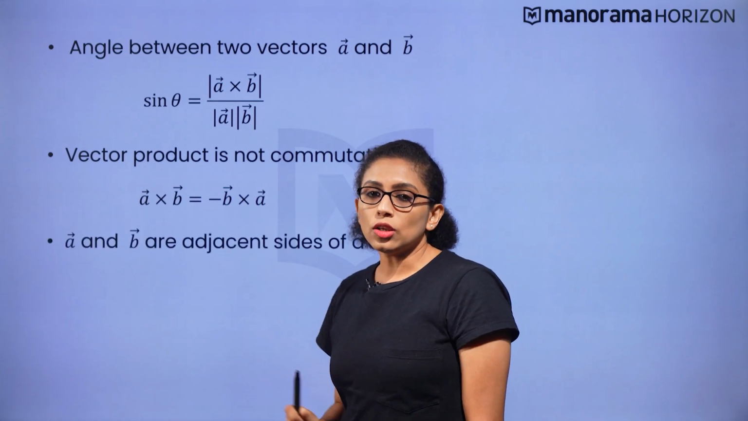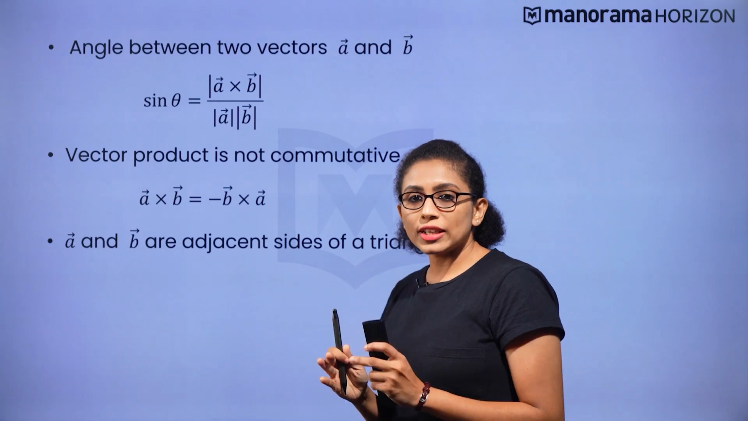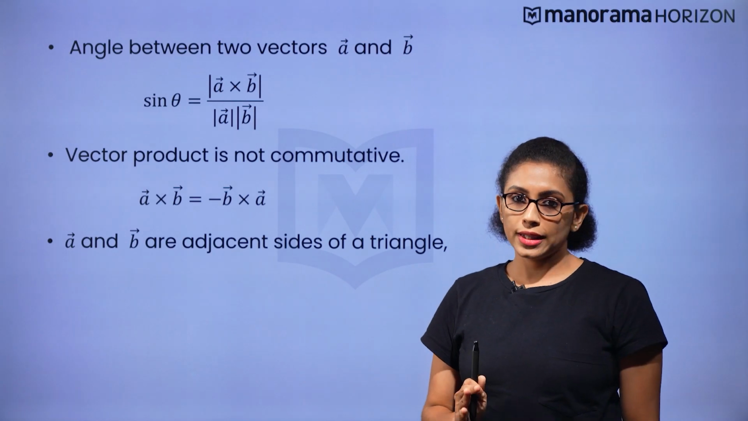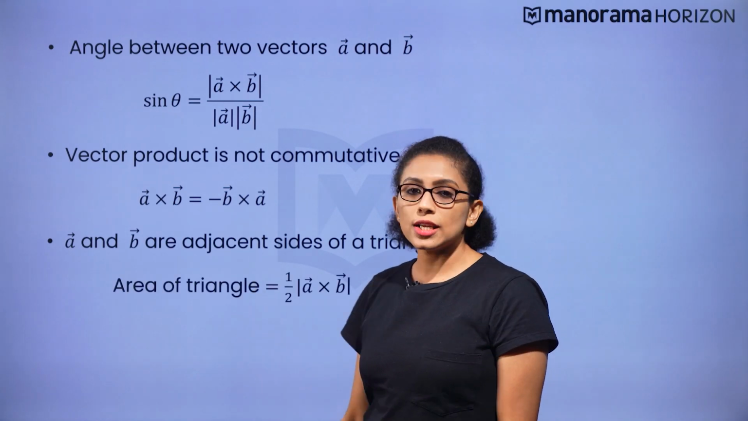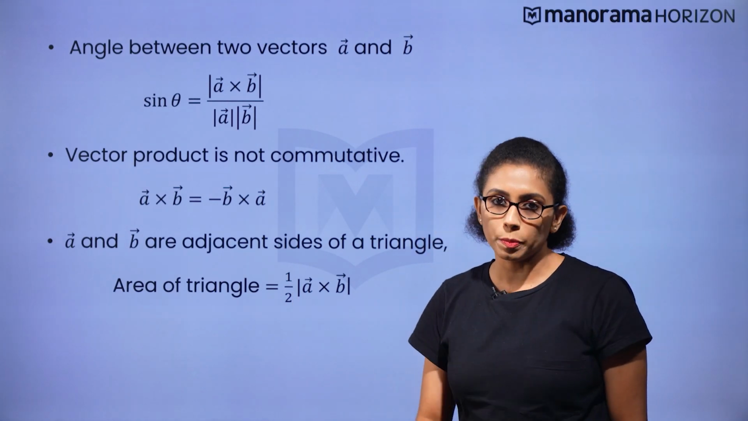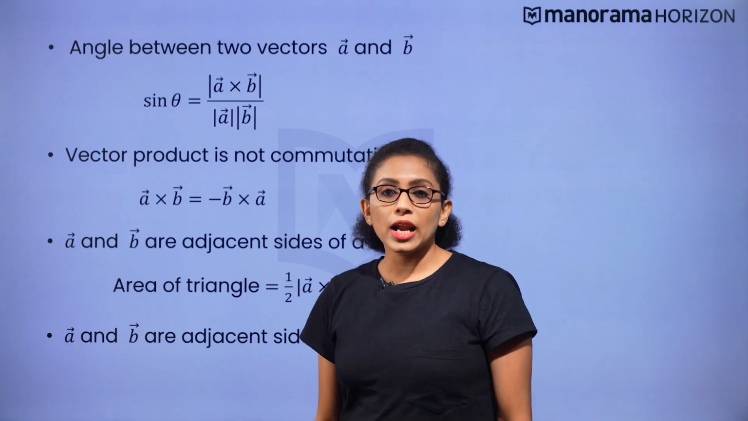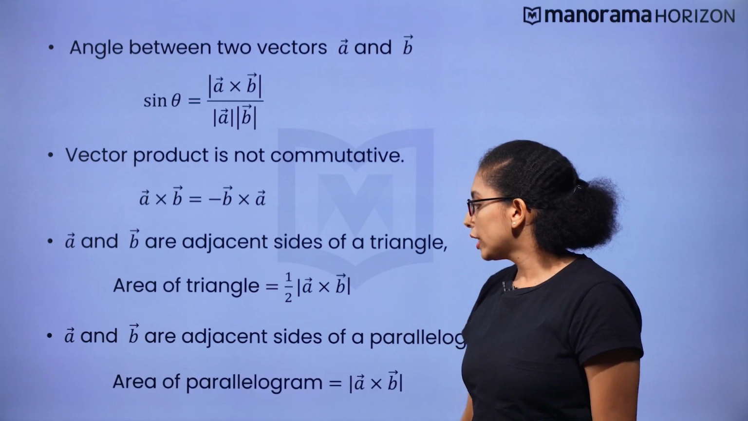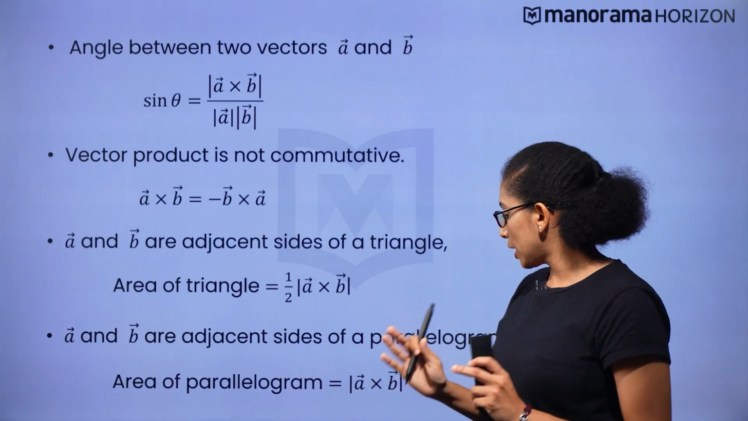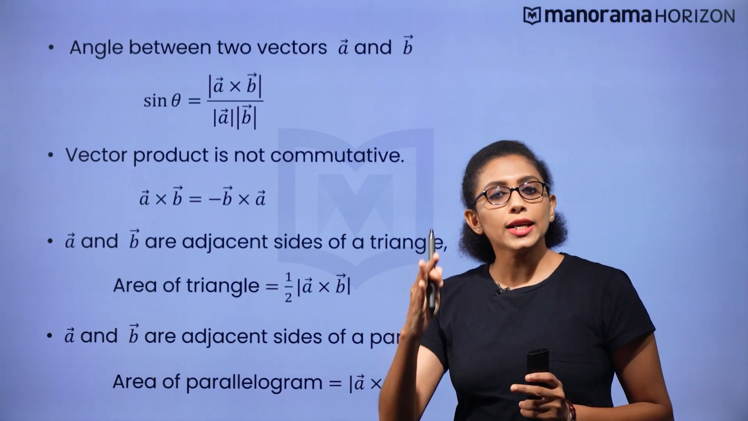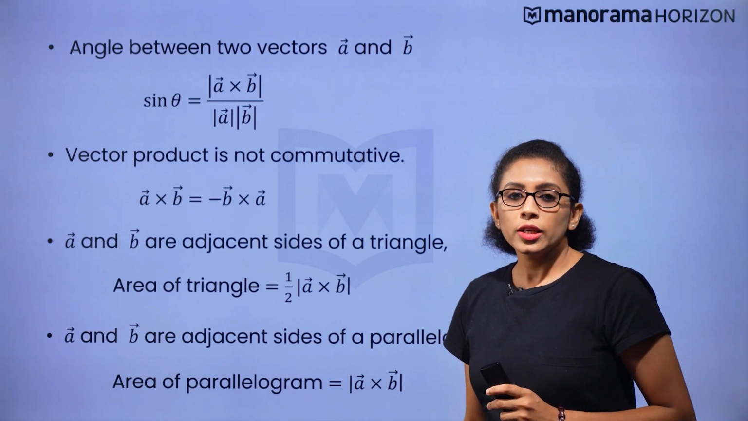Now, another observation we have to notice is that when vector A and vector B are given as adjacent sides of a triangle, then the area of the triangle is found as half into modulus of A cross B. Another, when A and B are given as the adjacent sides of a parallelogram, similarly we can find the area. How? The area of a parallelogram is given by just taking the modulus of A cross B. That means take the cross product, then take the magnitude of that. Right?